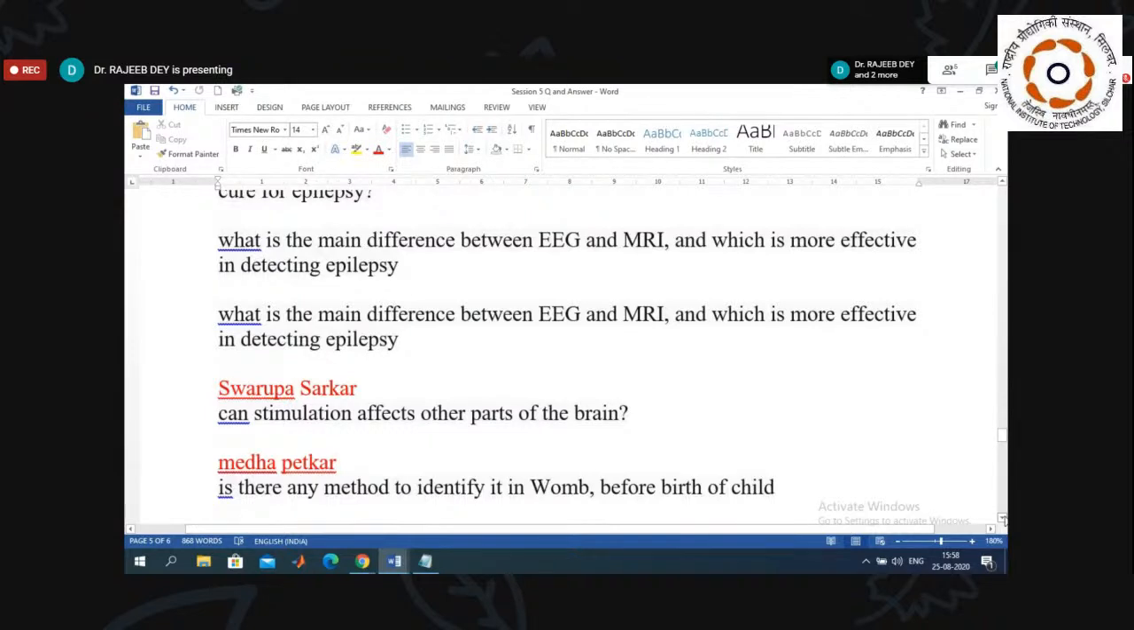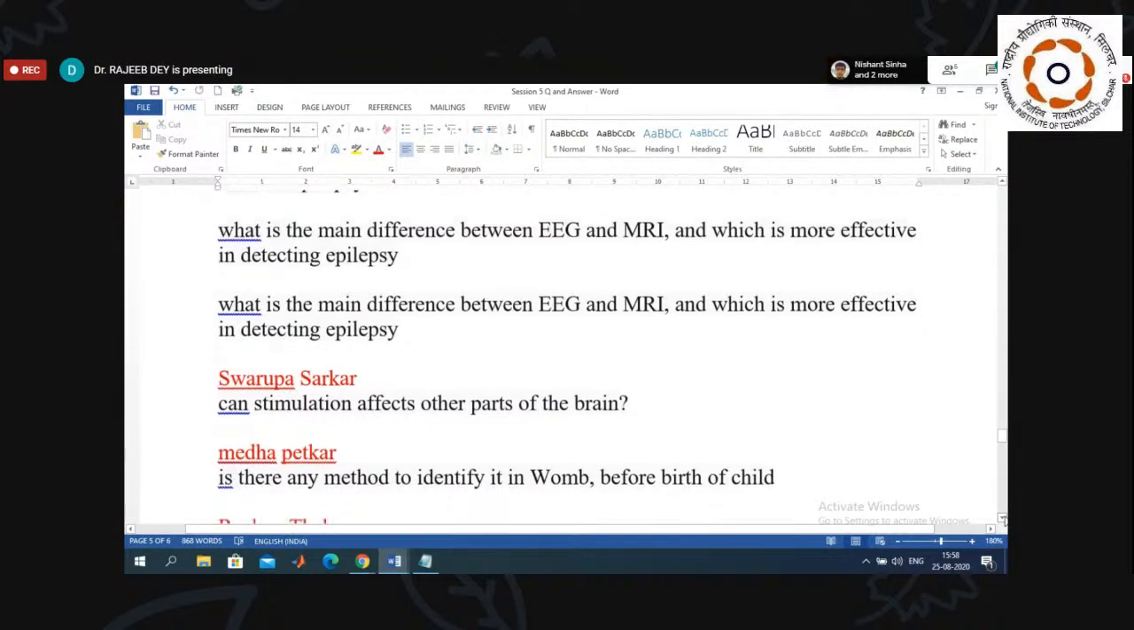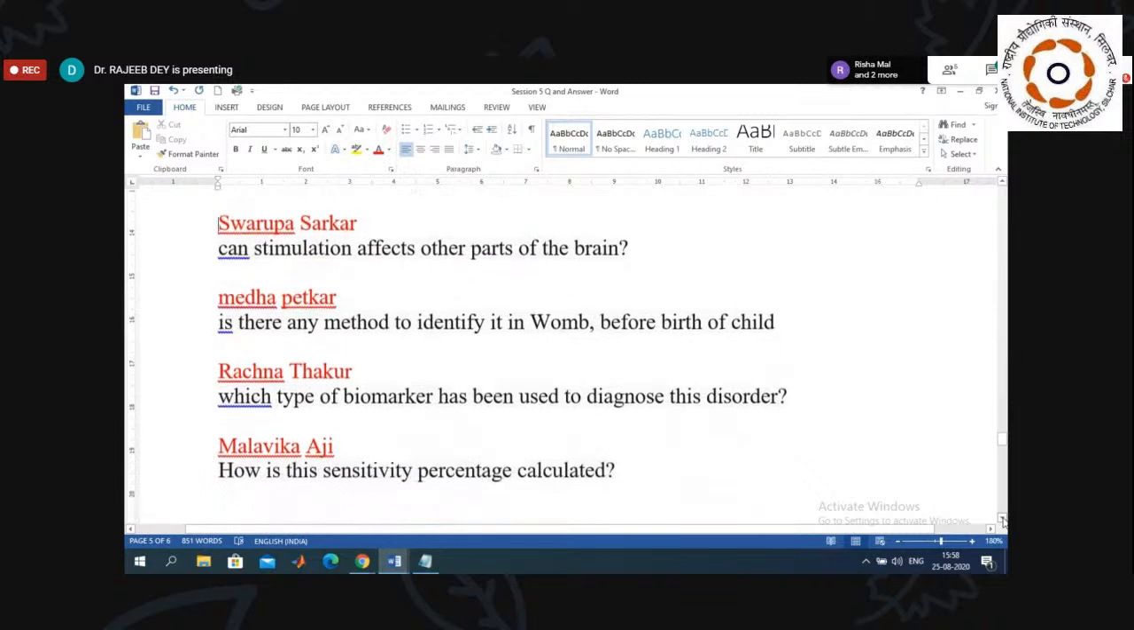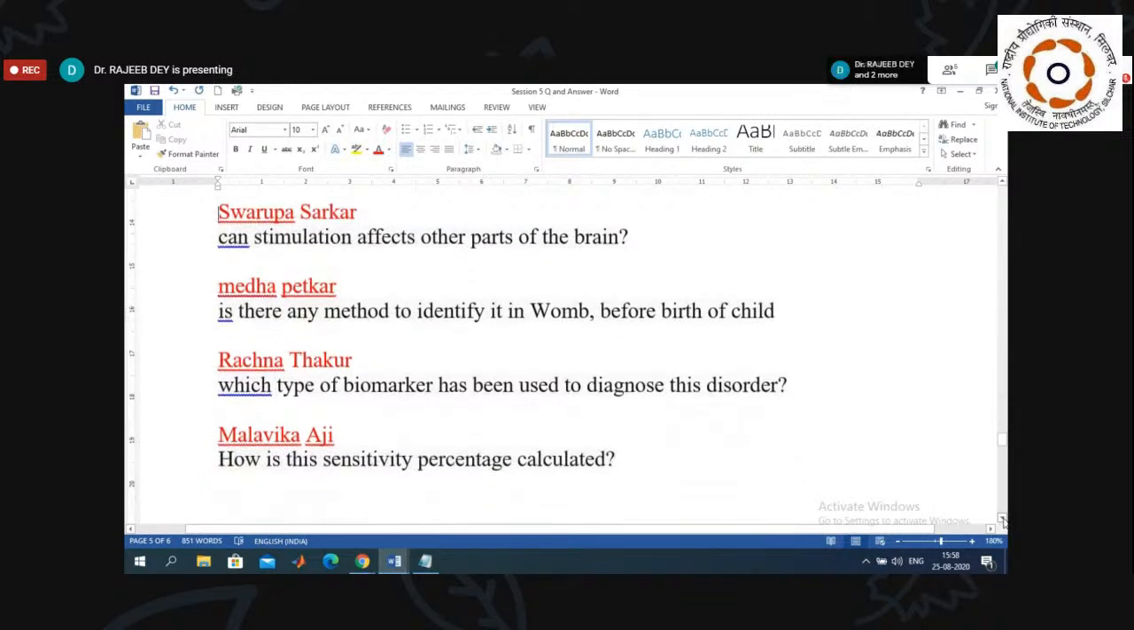What is the main difference between EEG and MRI, and which is more effective? I think both methods are complementary to each other, and they detect different things. EEG records the electrical activity over time, and when seizures happen, there's a marked change in EEG patterns. MRI looks at the structure of the brain, if there is any visible abnormality in the brain which is causing the seizures. So the different modalities have complementary information. I think they're both important.